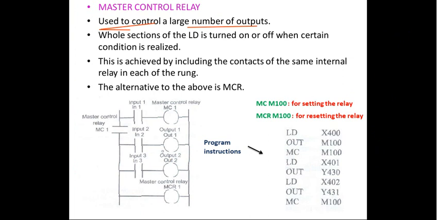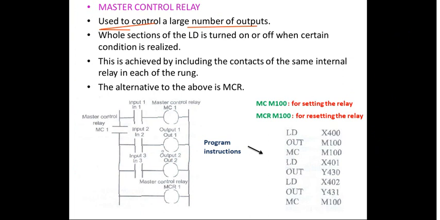Similar to that, if you want to have control over a part of your ladder diagram, that is done with the help of the master control relay, as the name itself indicates. A whole section of the ladder diagram is turned on or off when a certain condition is realized. Whole section means whatever is coming under a particular relay. That is what we mean by the whole section.